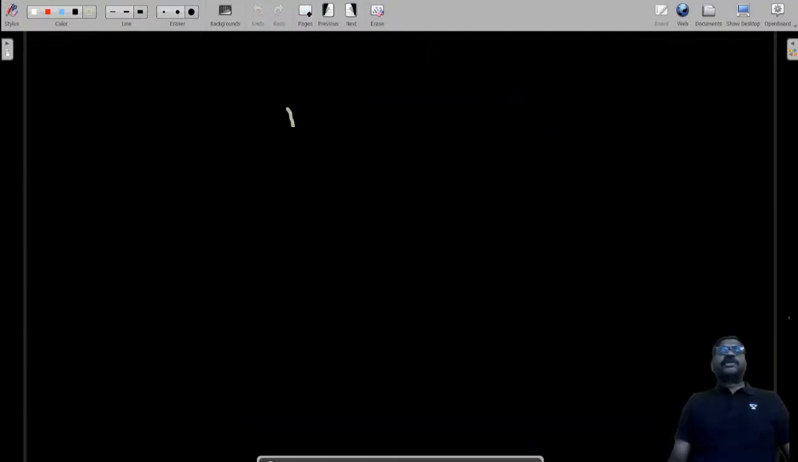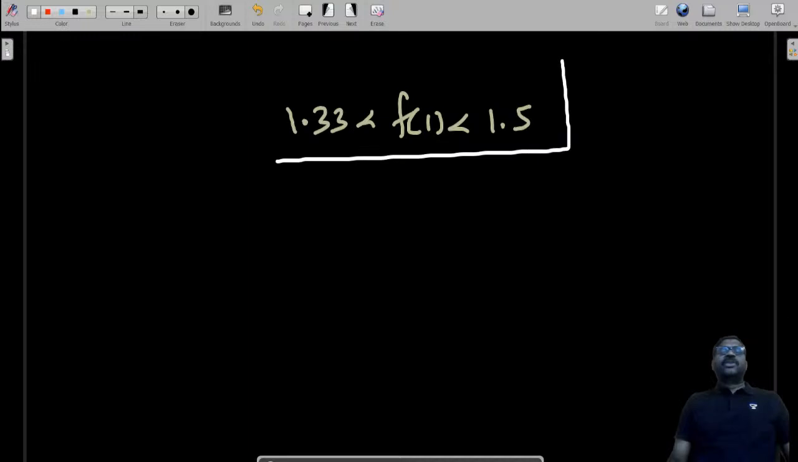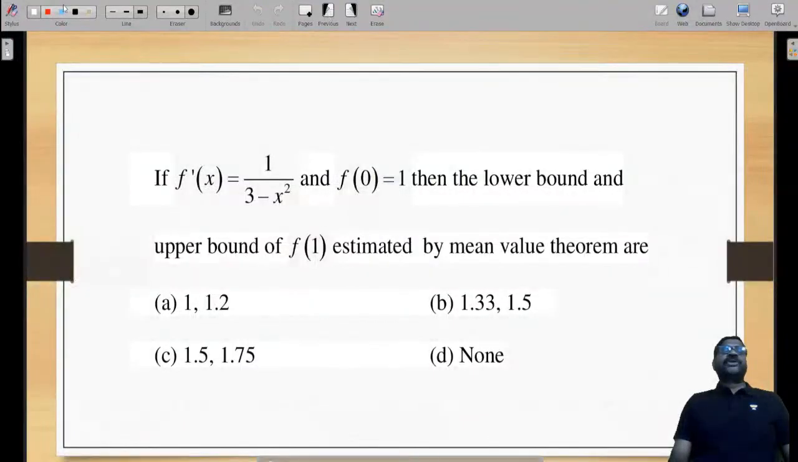1 plus 1 by 3 is 1.33, so 1.33 less than f of 1 less than 1.5. So finally, the lower bound and upper bound of f of 1 estimated by mean value theorem are 1.33 and 1.5.